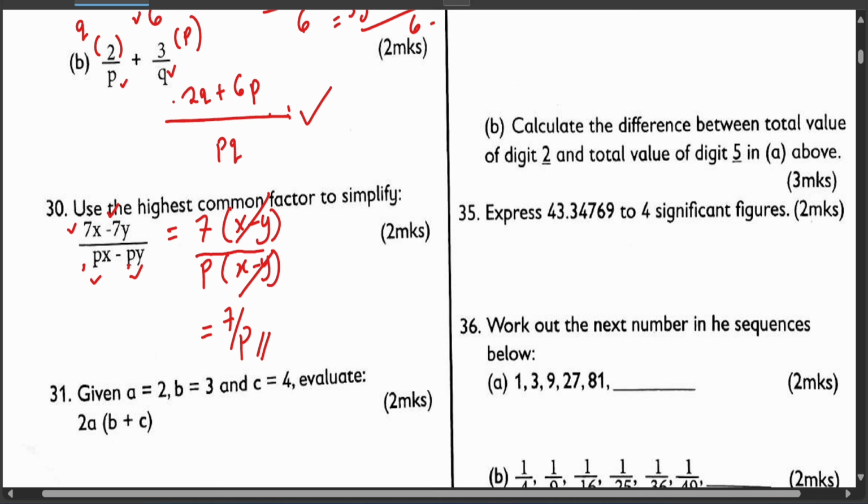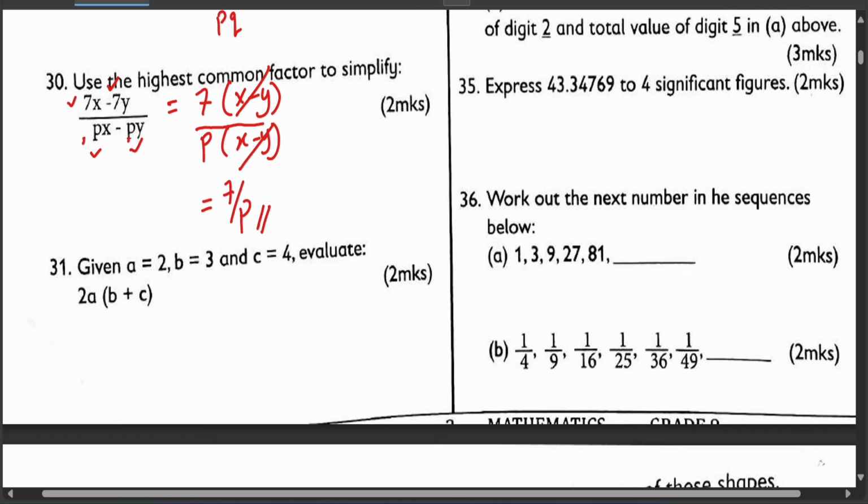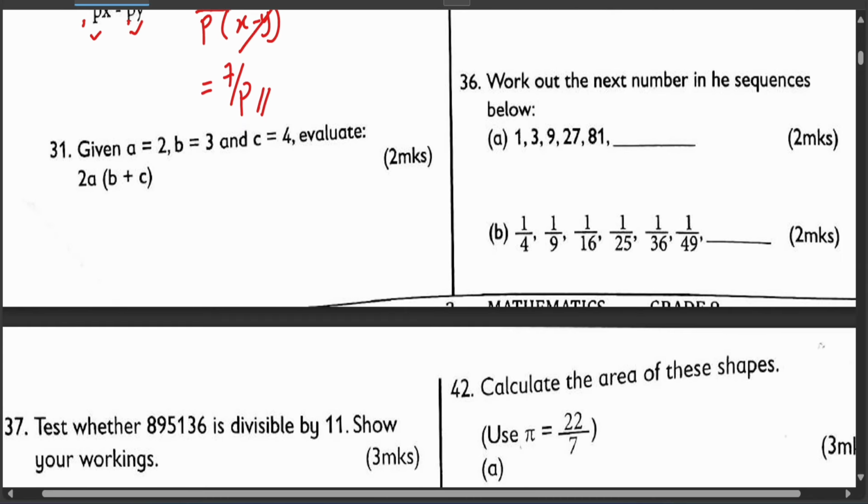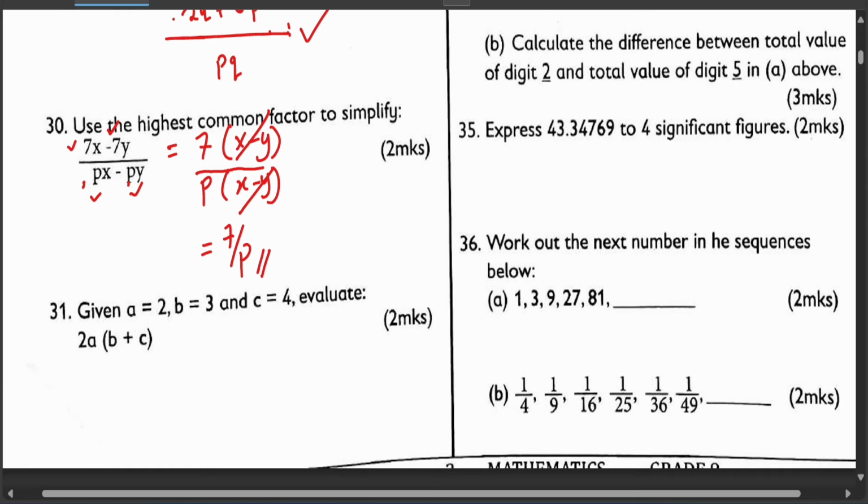Then question 31, given a equal to 2, b equal to 3 and c equal to 4, evaluate 2a times b plus c. So 2 times a, which is 2, times bracket b plus c, which is 3 plus 4. So 3 plus 4 gives 7. So 2 times 2 is 4. 4 times 7 is 28. So it is 28.